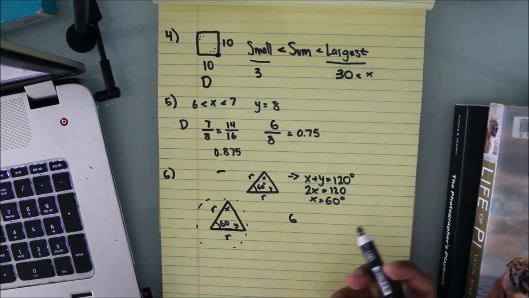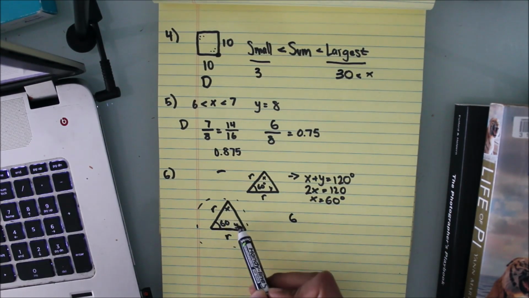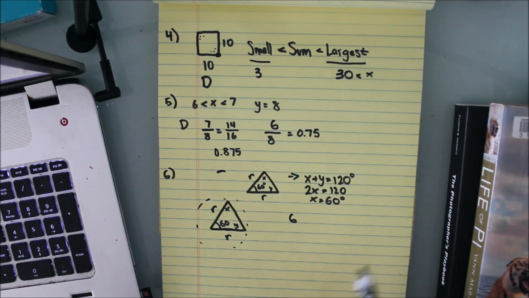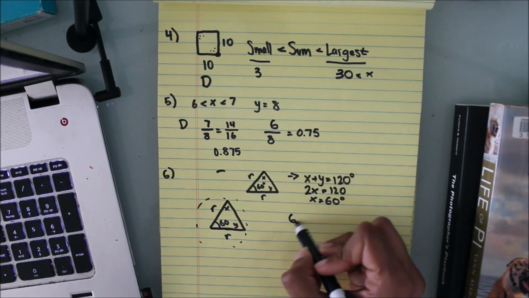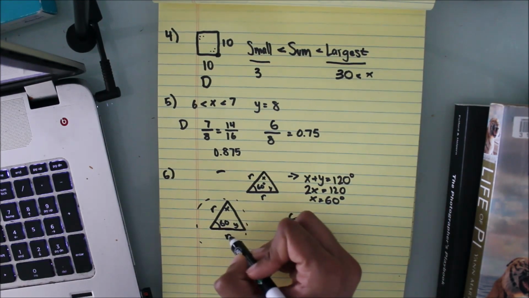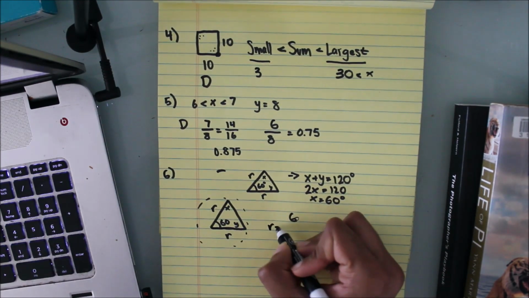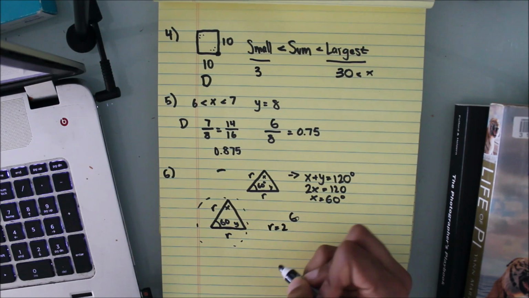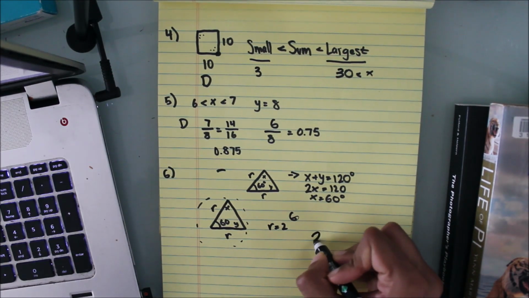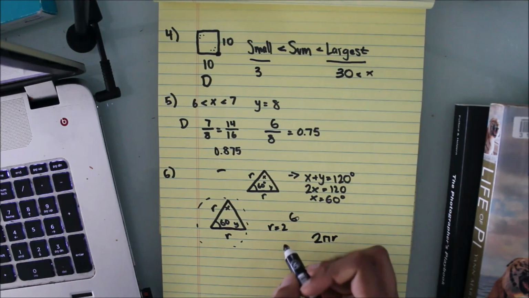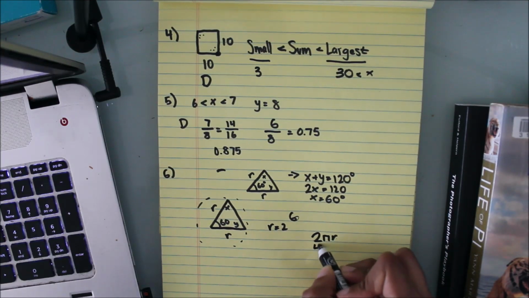So 120 divided by 2 is just going to be 60. So we know that this is an equilateral triangle, which means that every single side is the same length. So if the total sum is 6, then we know the radius is going to be 2. To refresh, the circumference of a circle formula is 2 pi r. So let's plug 2 in there, we get 4 pi.